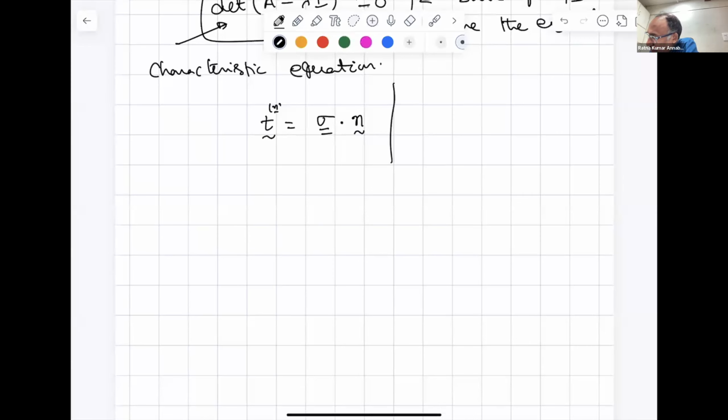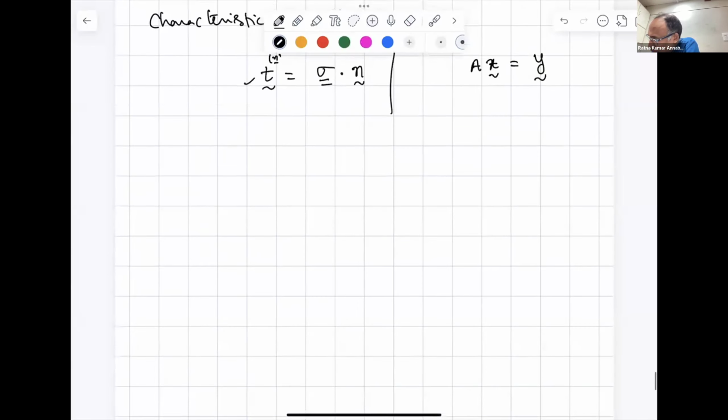So now let me see this from a different perspective. Let us say A is a matrix like sigma, and X is a vector like n. When I multiply a matrix A with a vector X, what will I get? Some vector Y, isn't it? Like what I got as traction, similarly I get some vector Y. What is the physical meaning of this? Let us try to get some geometric meaning.